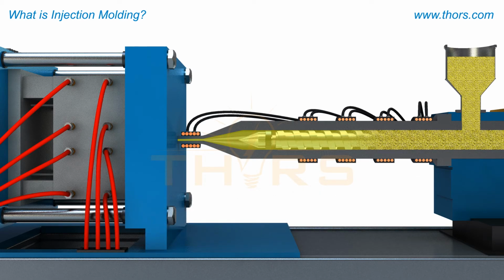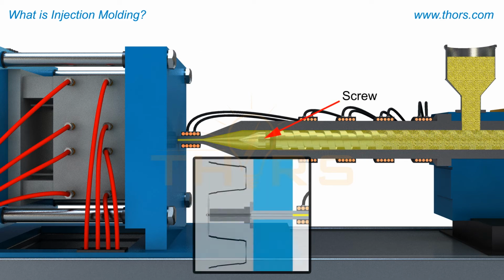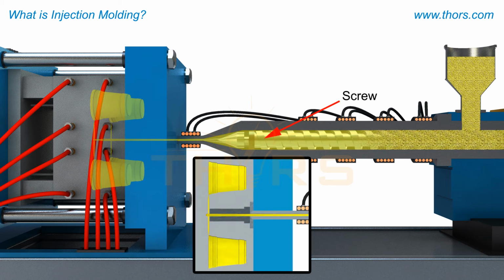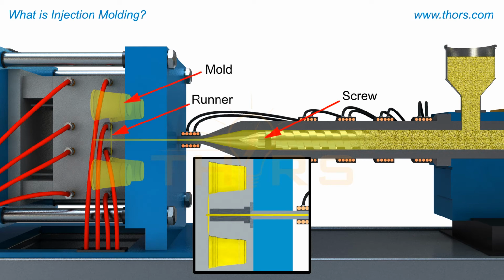Once melted, the material flows through a component of the screw called the check ring and accumulates in front of the screw. The screw then acts as a plunger by pushing the melted resin through a melt delivery system called a runner into the core and cavity of the mold.